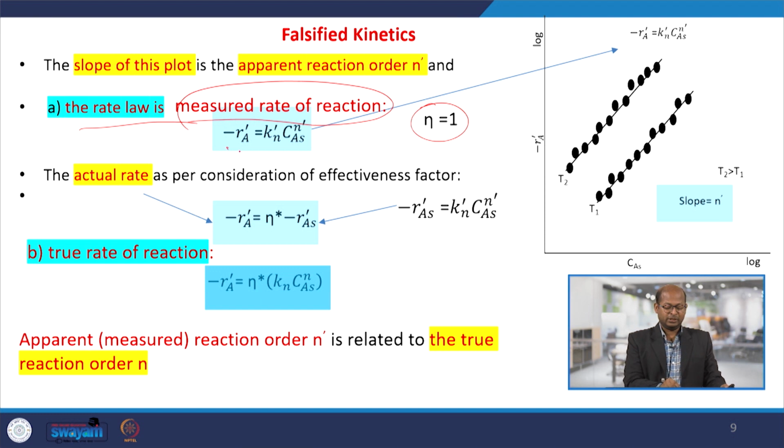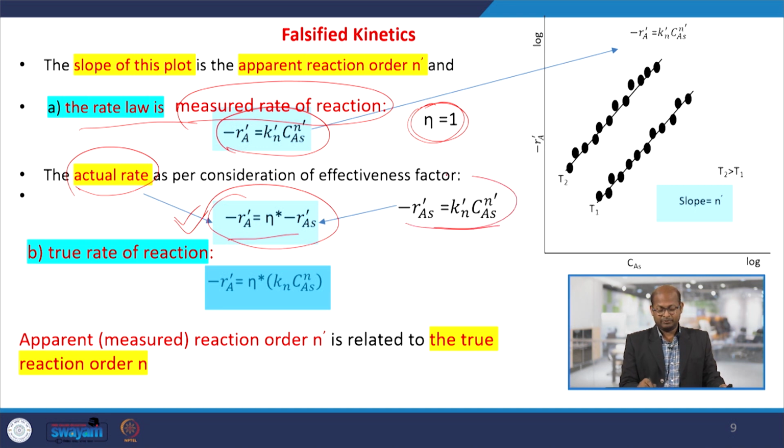equals 1. So, in that case the rate would be like this, minus R A prime equals k n prime C S n prime. But this is the measured rate; the way we do, in most cases we ignore the diffusion component, therefore it is coming this way. So, when diffusion is there, what would be the actual rate that we have to use? The rate is this.